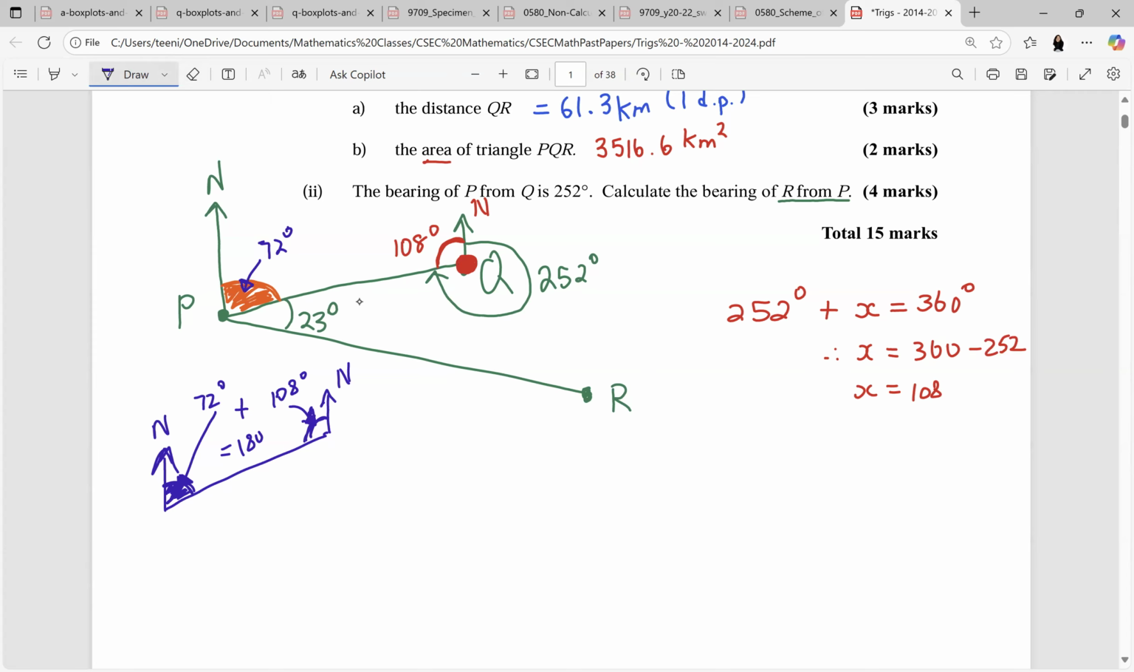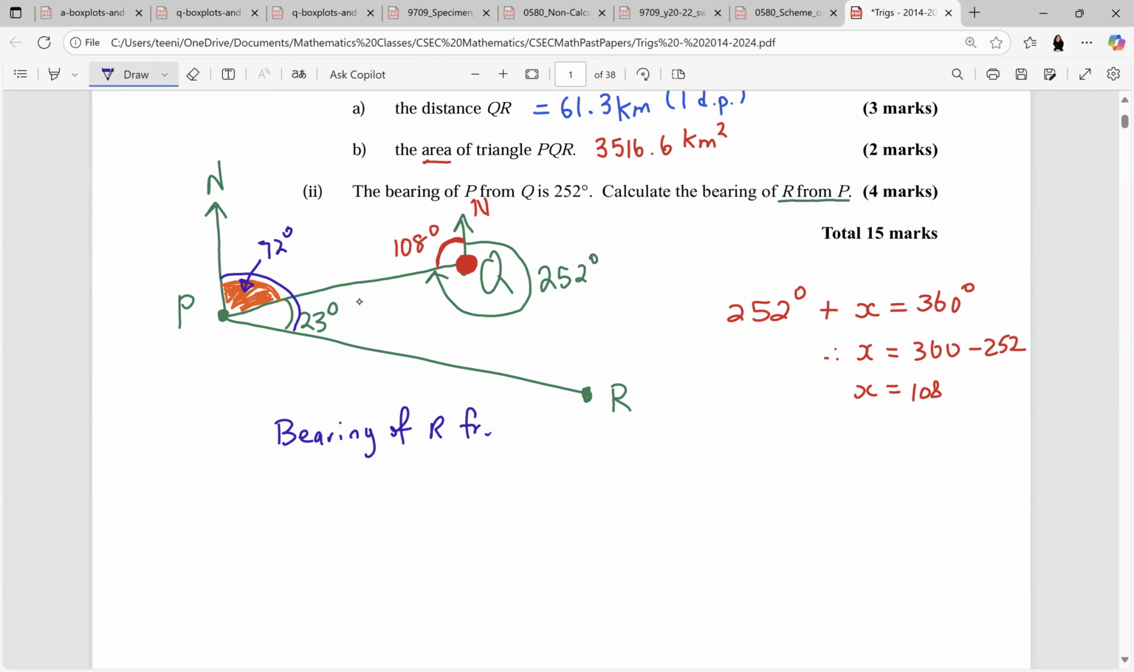We can calculate the entire bearing of R from P, which would be this 72 degrees plus 23 degrees. So the bearing of R from P is equal to 72 plus 23, which will give me what? 72 plus 23 is what? 95. 95.